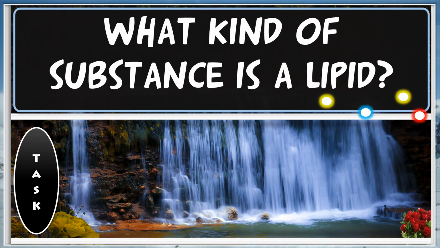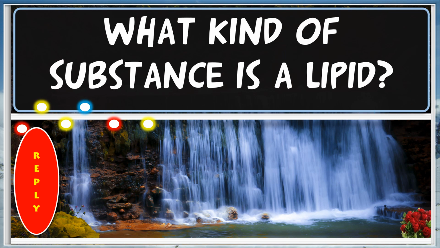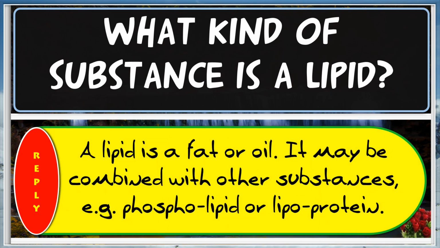What kind of substance is a lipid? A lipid is a fat or oil. It may be combined with other substances, for example, phospholipid or lipoproteins.